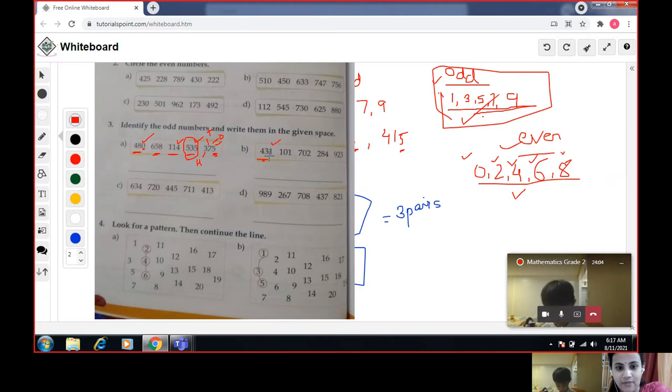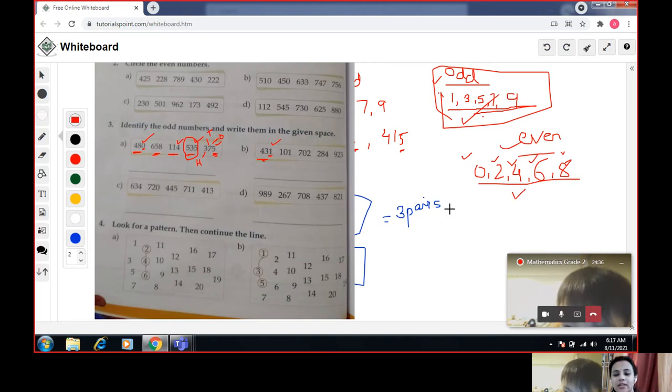And now, is one an even number or an odd number? Yes, this is a number, but is it an even number or an odd number? Odd, I think. Don't think, just see the chart, see the box. This is the odd number, this is the even number. Check the one and tell me, is it in the odd or in the even? I think even. See, these are the even numbers: 0, 2, 4, 6, 8. See my screen?